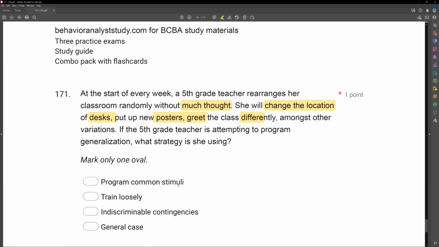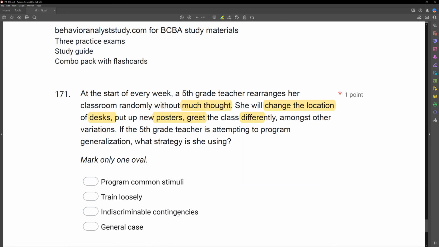A, program common stimuli. If you're programming common stimuli, you're changing critical variables of teaching. So these are the variables that are actually going to make an impact on that skill in other environments. When you're training loosely, this is what she's doing. These are non-critical aspects of the environment, but you want to avoid those non-critical aspects obtaining stimulus control. Meaning, we don't want this random poster that has nothing to do with our skill to suddenly obtain stimulus control because it's there all the time. So, by training loosely, we avoid that issue.